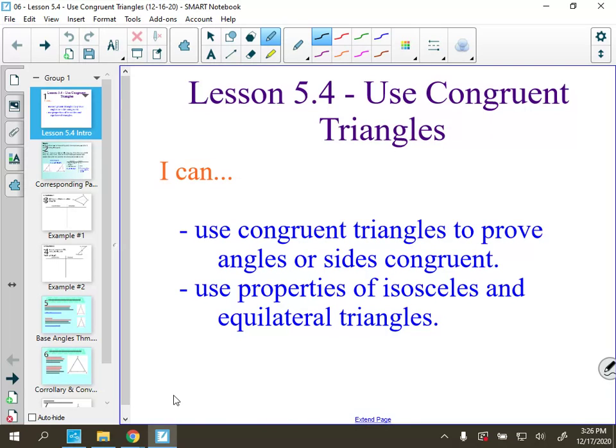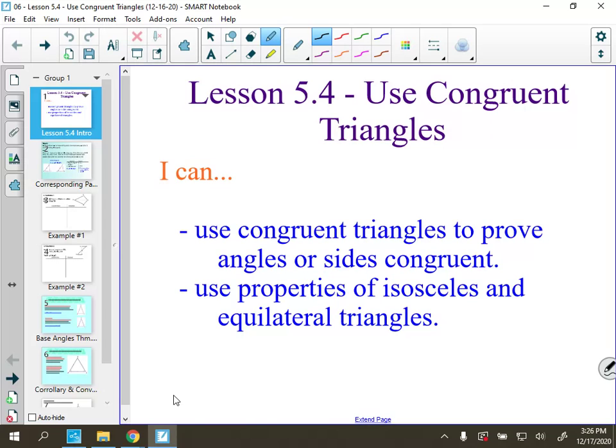All right, and welcome to the lesson 5.4 geometry notes on using congruent triangles. We're going to keep building on a lot of that proof stuff we've been using in proving triangles congruent. We'll add just one extra little piece here: once we know we have some congruent triangles, we can use them to make other statements about parts of those triangles.